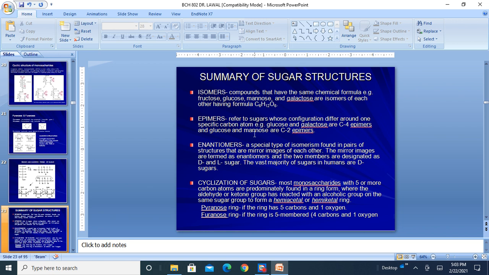Now, if there is an epimerism around carbon 2 of glucose, what is obtained is mannose. So the two groups are referred to as epimers. Enantiomers, on the other hand, are mirror images of each other, as you have in the D and L glyceraldehyde. Now, cyclization of sugars into the pyranose ring or the furanose ring results in the formation of the pyran-furan isomerism.